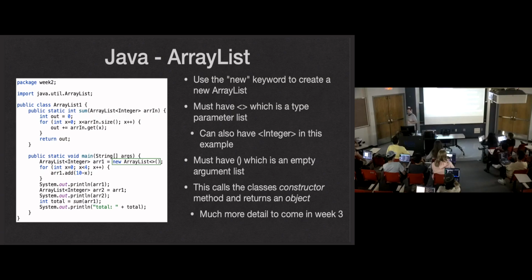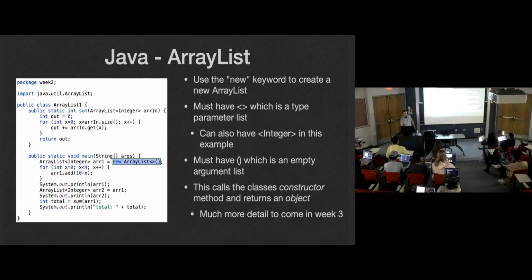So what new does is call a special method called a constructor. And since that is a method call, we do need an argument list, even though it's empty. So we have an empty argument list, but we still need our parentheses, just like any other method call, just like any other function call. The constructor is always named the same as the name of the class. And I already said I'm going to defer this to another slide. So this is what we're going to do to create a new array list.